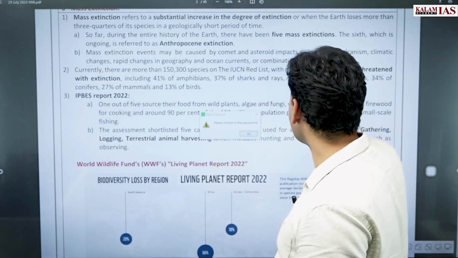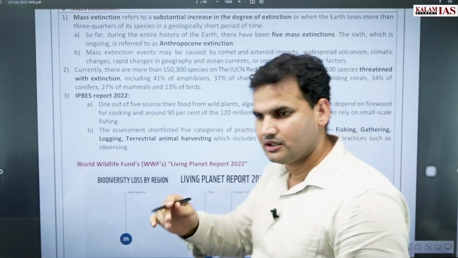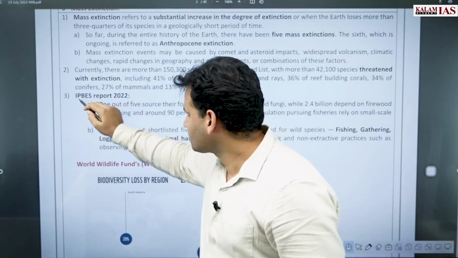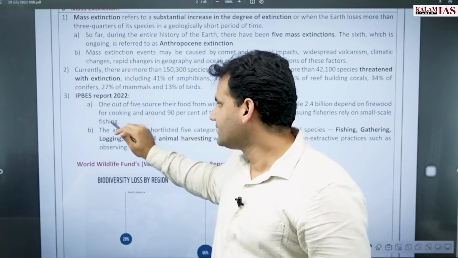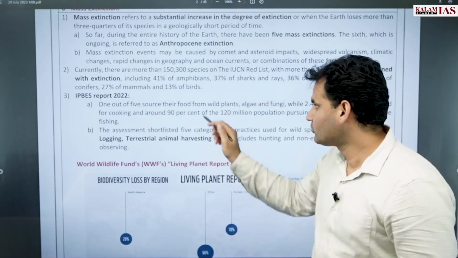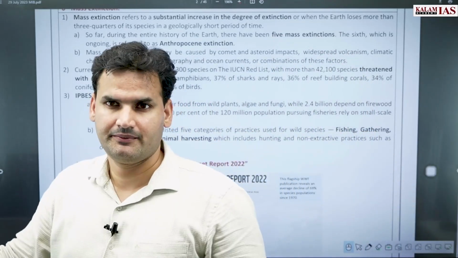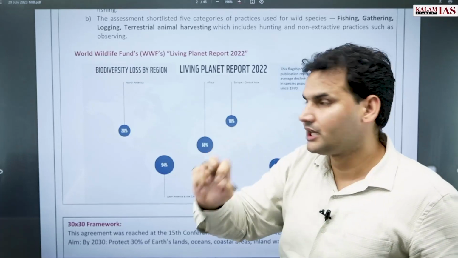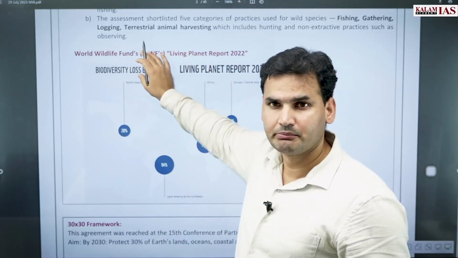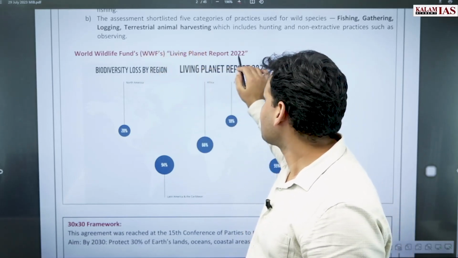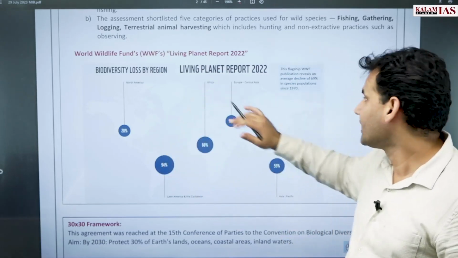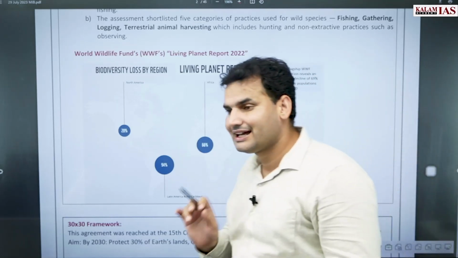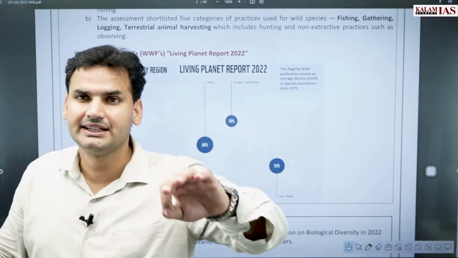It is not possible to remember the data exactly like 42,100. So you can just mention that around 42,000 species are threatened with extinction. And you can also quote the IPBES report 2022, which clearly stated that 1 out of 5 people source their food from wild animals, plants, fungi. This shows the importance or significance of biodiversity. But at the same time, there's a report published by WWF, the World Wildlife Fund, the Living Planet Report 2022, and it has some alarming data. This publication has revealed an average decline of 69% in species since 1970.